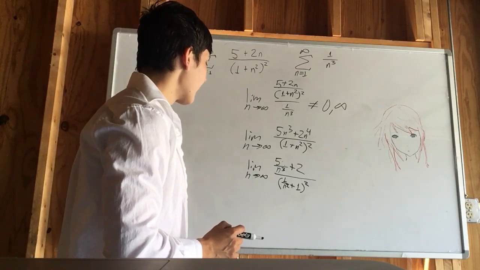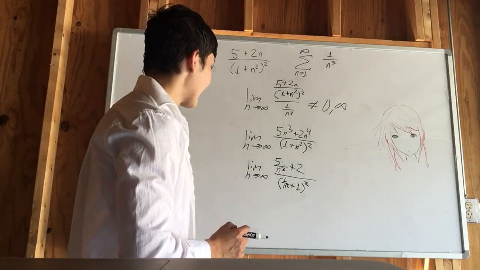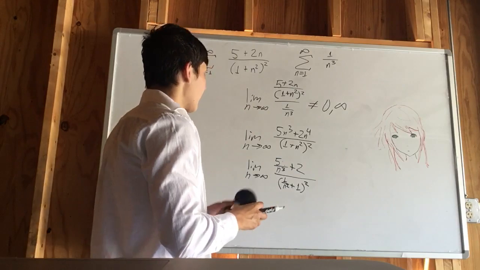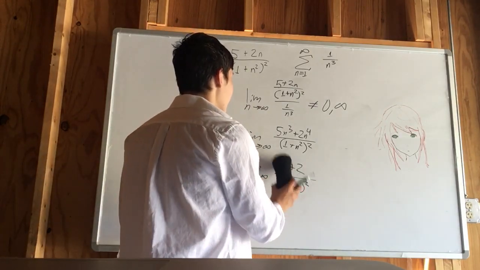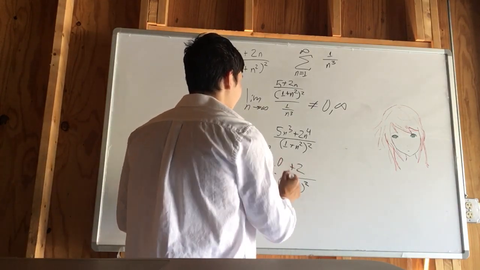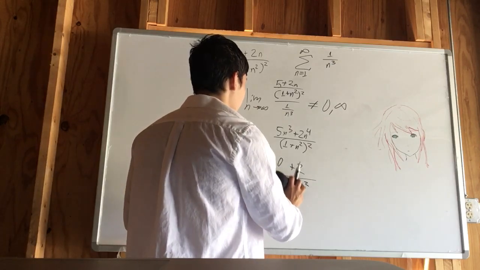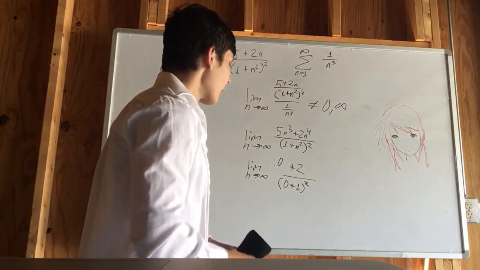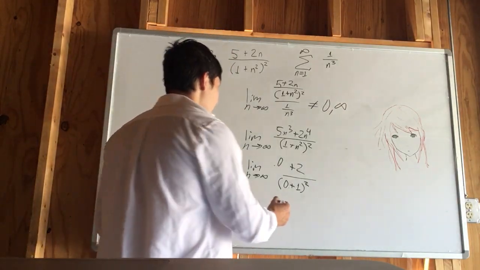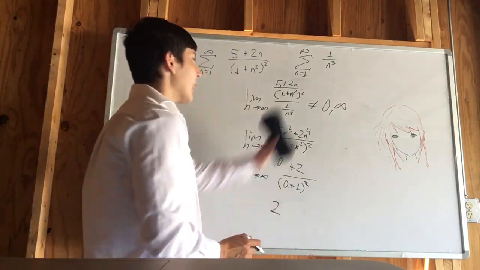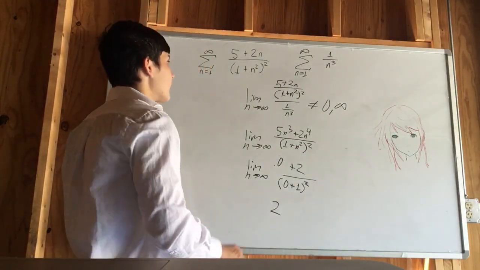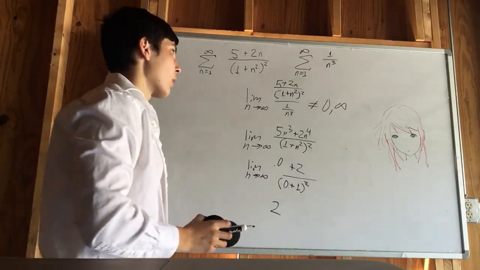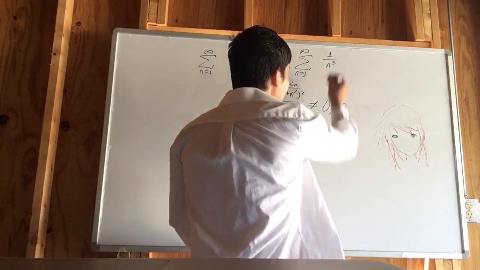Okay, so now we can take this limit. We plug in infinity, that goes to 0, and this goes to 0. So we are left with 2, which is not 0 or infinity. So whatever happens to this one also happens to this one. That's what we wanted. So what does happen to that one?